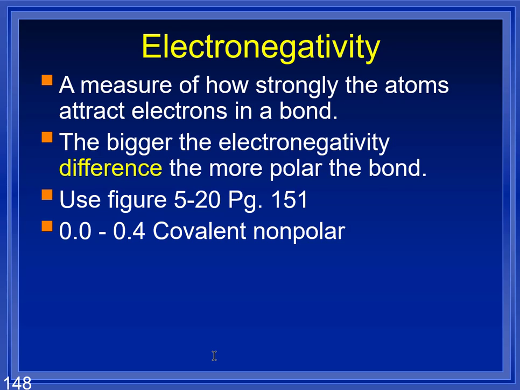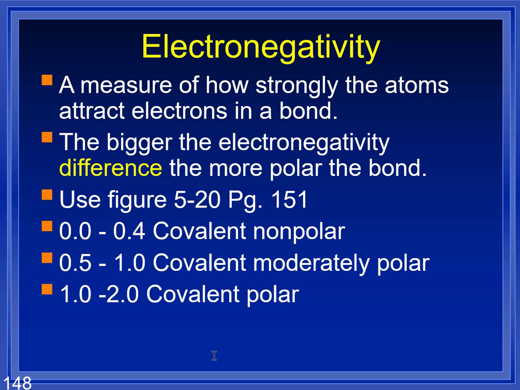Now I'm going to draw lines in a different place than your book does. Okay. Your book stops, I think, at 1.7. Now I'm going to go all the way to 2.0. Okay. 0.5 to 1 is a little bit polar. 1 to 2 is really polar. So I put those two down there. Both of those are polar, but the bigger the difference, the more polar it is. So that's why I put both of those there. A little bit polar, a lot polar.